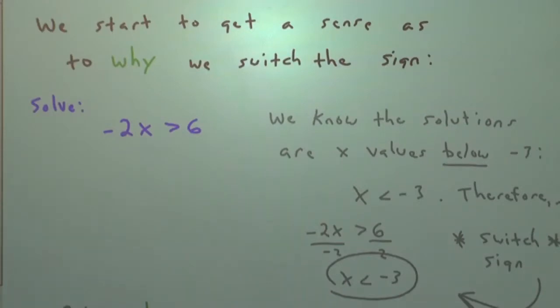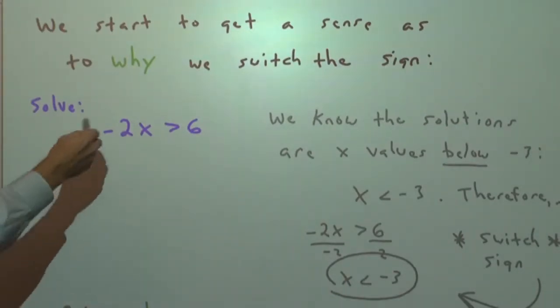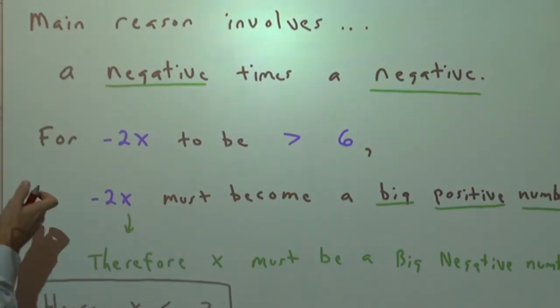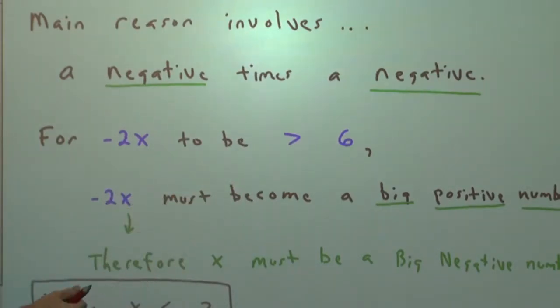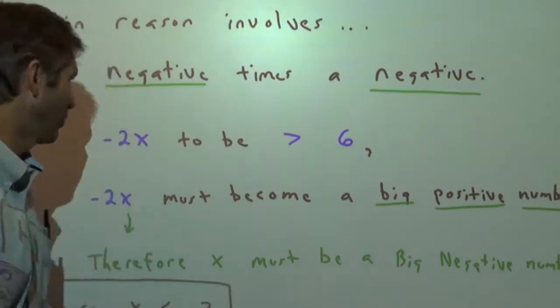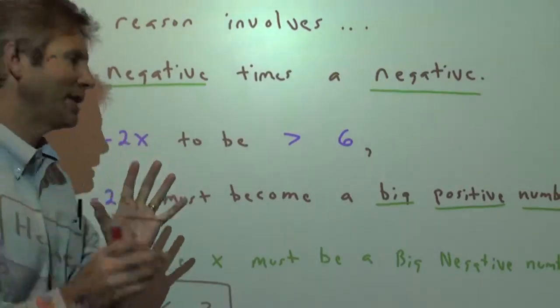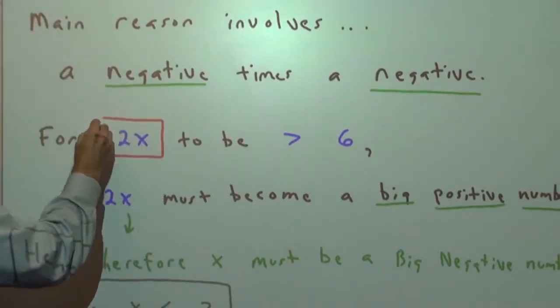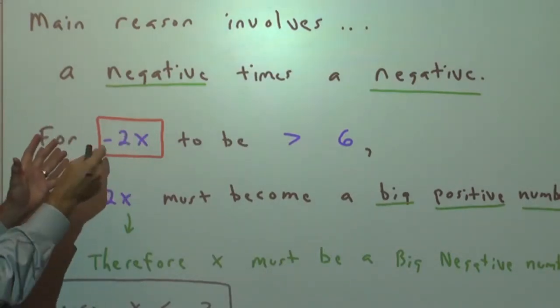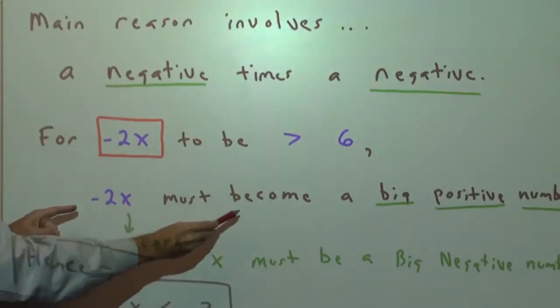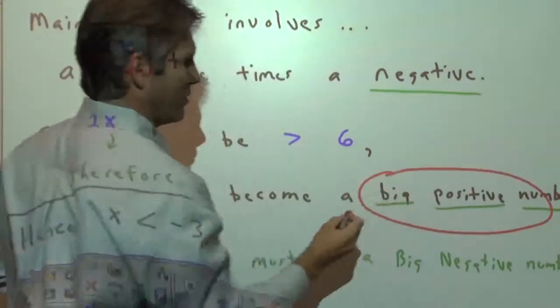All right, so we're starting to get this sense of why we should switch the sign, because we just went through that whole deal. But let's do this. The main reason why involves the fact that a negative times a negative is a positive. So for -2x to be greater than 6, -2x must become a big positive number. Now, here's the thing. A lot of algebra students want to just focus on the x and ignore the -2. Let's look carefully at what I just got done saying. Treat this as a whole quantity. That entire quantity, the -2 and the x, has to be greater than 6. This quantity has to return to us very big positive numbers.